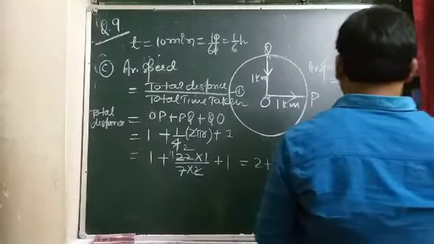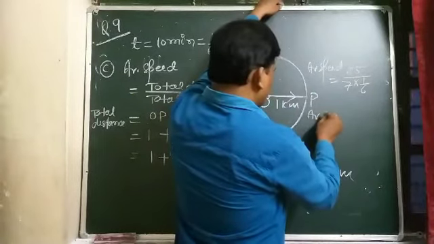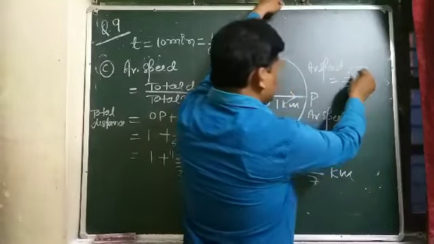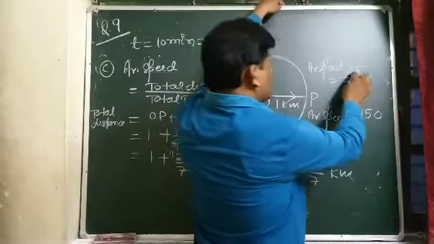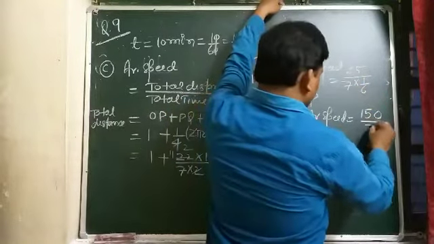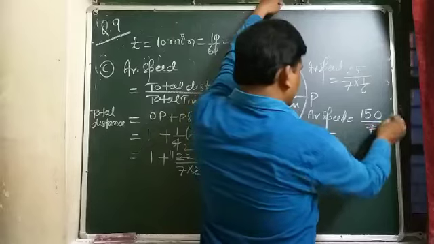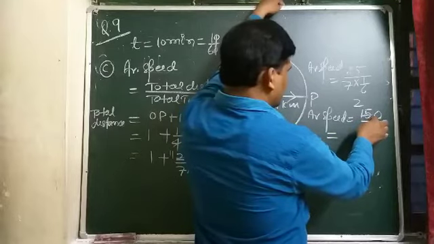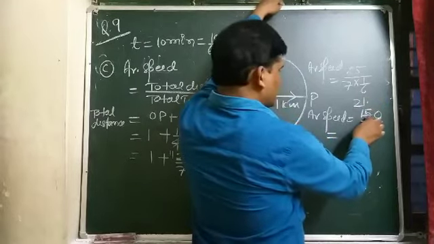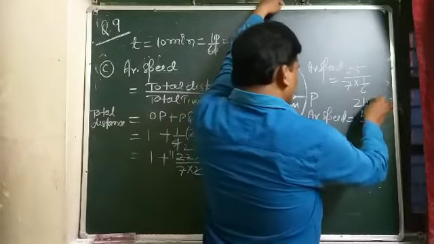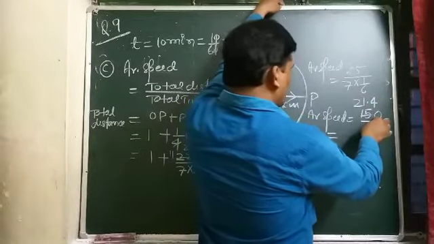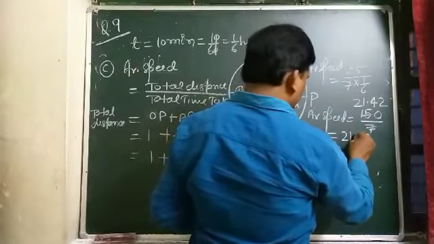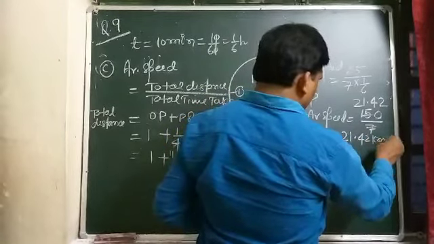So student, it comes out to be that average speed in this case comes out to be 25 into 6, 150/7. And 7 2s are 14, 7 3s are 21, 7 4s are 28. So average speed comes out to be 21.42 kilometer per hour.